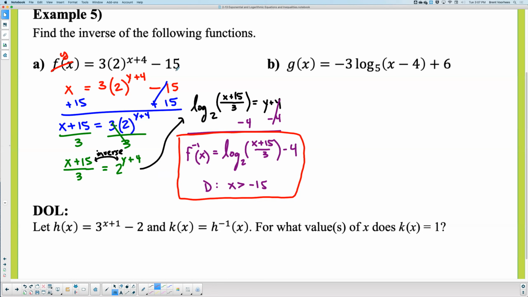If you were to graph this, usually exponentials follow the x-axis, but because they're shifted down 15, this will be all values greater than 15. And so that's the range, the y values. Over here would be the domain. And so those are inverses of one another.